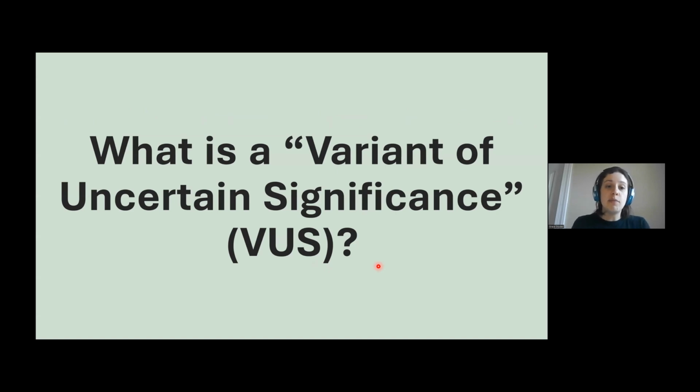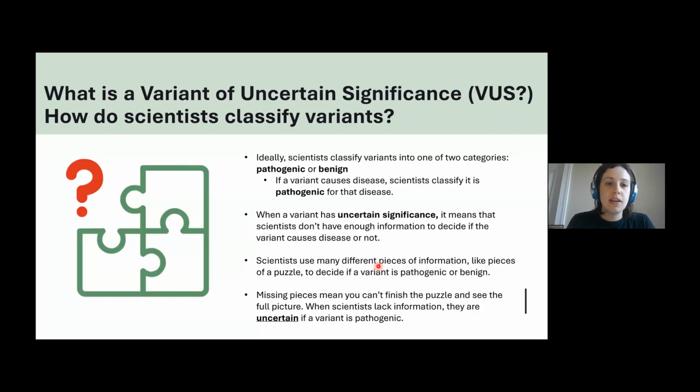And so now that we've talked a little bit about what a variant is, we can talk about what a variant of uncertain significance is. So when scientists first see these letter changes in our DNA or these variants, ideally they're trying to classify that variant into one of two categories, generally speaking, pathogenic or harmful, or benign or not harmful. And a variant of uncertain significance is kind of exactly what it sounds like. It's this middle category where scientists are uncertain what significance a variant has on your health.